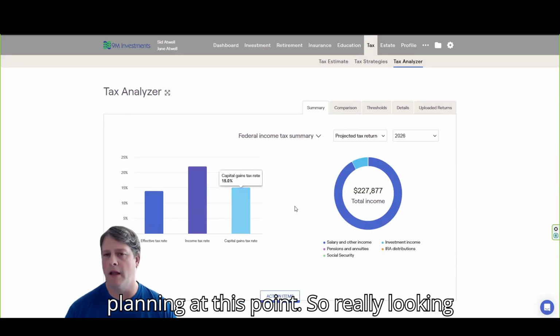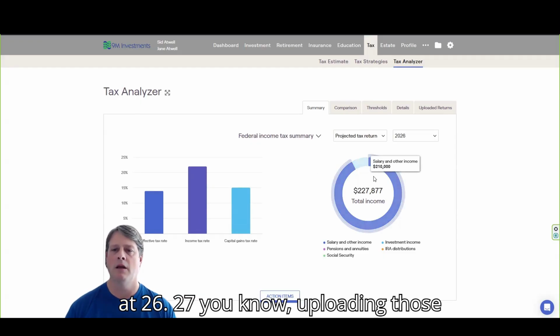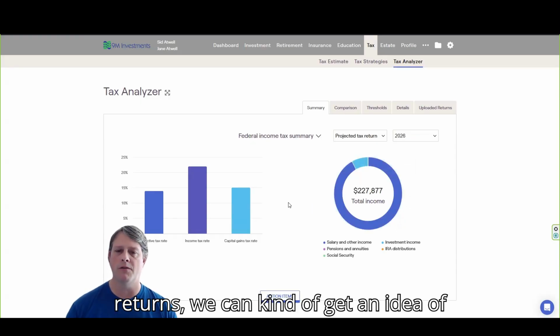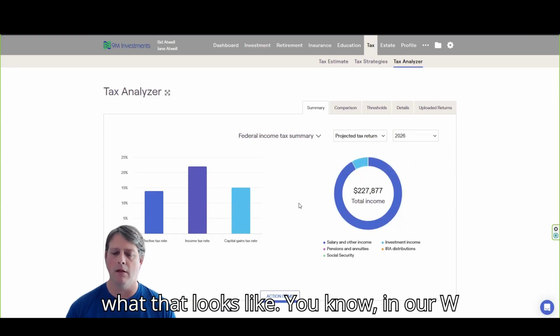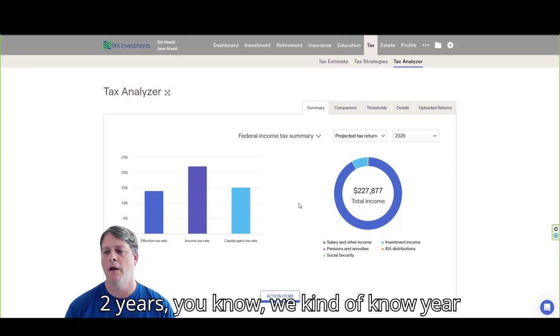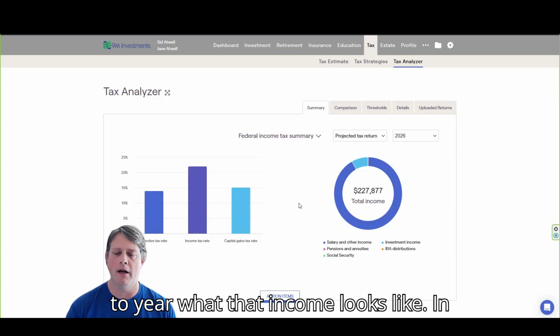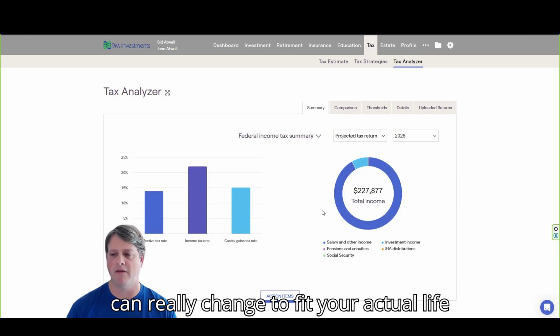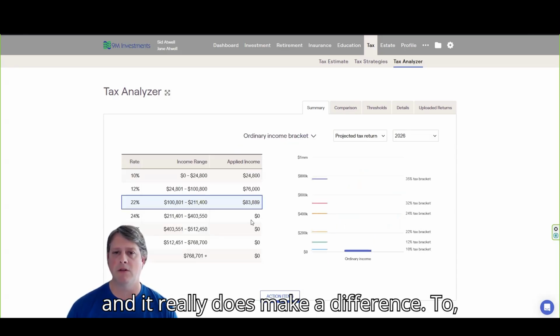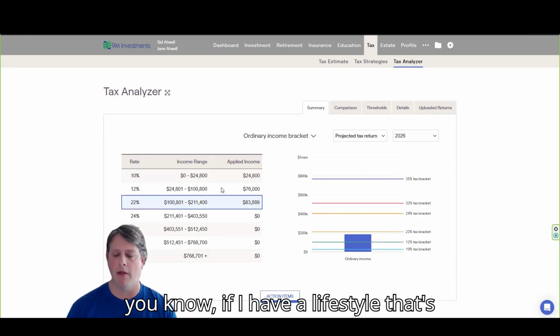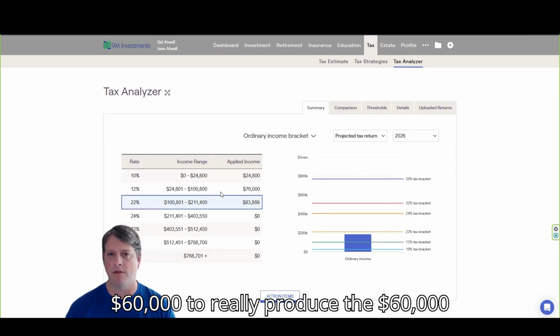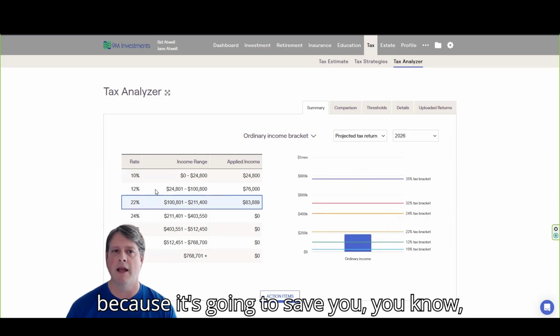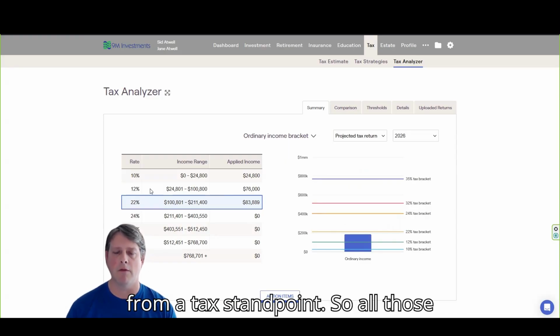So really looking at 26, 27, uploading those returns, we can get an idea of what that looks like. In our W-2 years, we know year to year what that income looks like. In our retiree years, when we're producing income, that's where it can really change to fit your actual life. And it really does make a difference if I have a lifestyle that's $60,000 to really produce $60,000, because it's going to save you from a tax standpoint.